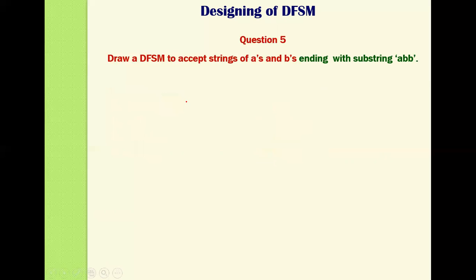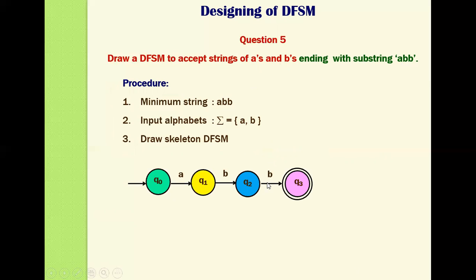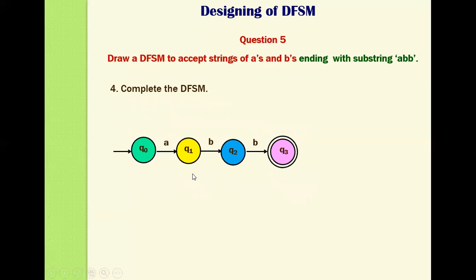Let us find out the minimum string, that is ABB, with input alphabets A and B. Now let us draw the skeleton DFSM. Upon reading A, it will go to one state. Upon reading the next input B, it will go to the other state, followed by the next input B, it will go to the final state. So A, B, B goes to the final state. This is our skeleton DFSM. Now we should complete the DFSM.